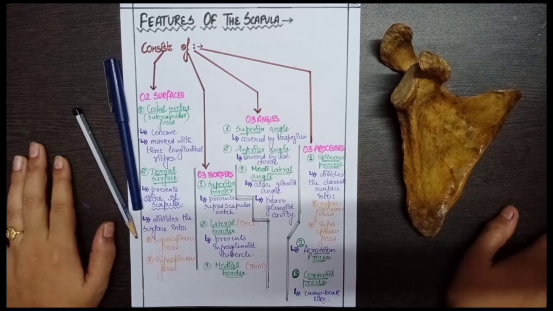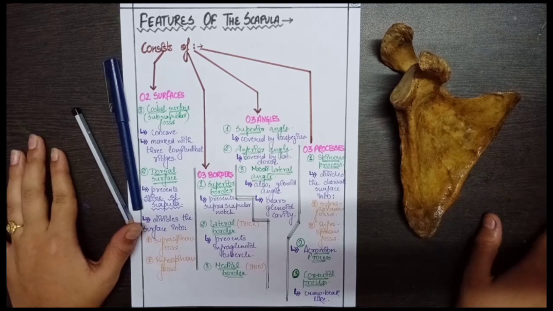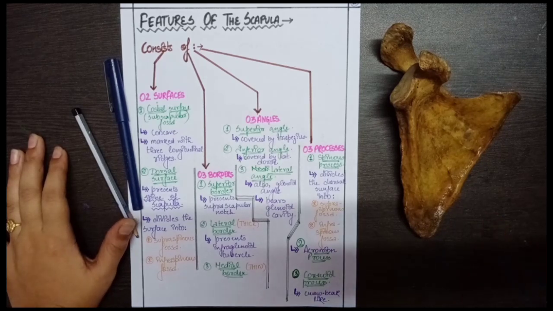But I have modified it in a slightly better way, and today we are going to talk only about the features of the scapula, rather than both features and attachments and clinical anatomy. Why? Because when we go through each topic thoroughly and clearly, it will be easier for you to remember it. In the last video, we went through the side determination, that is, how to determine whether it is the right or left side of the scapula bone. In this video, we are going to talk about the features of the scapula. Okay, so let's get started.